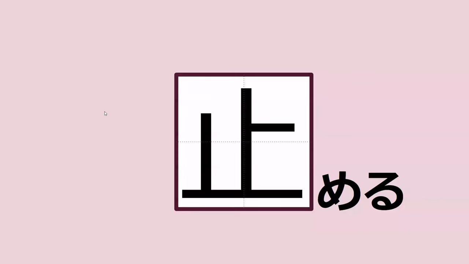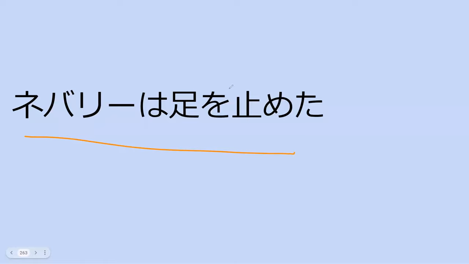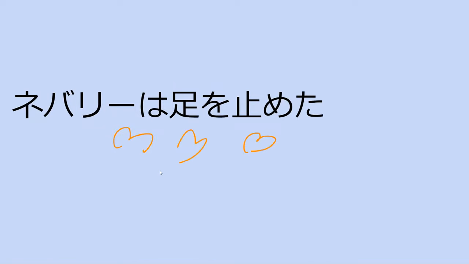Understood. Okay. Do you happen to recognize this kanji? Yes, so we are saying tomeru. Okay, tomeru. Perfect. Can you read this line for me? Neburi wa ashi o tometa. Neburi stopped his foot or his leg.